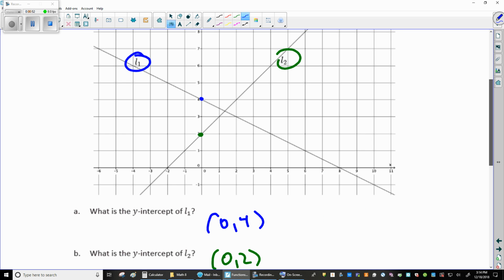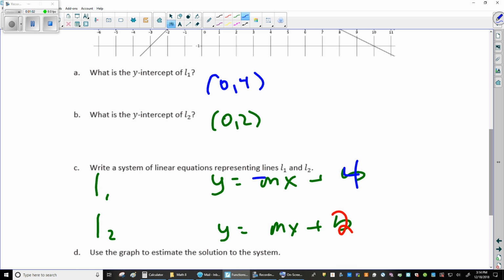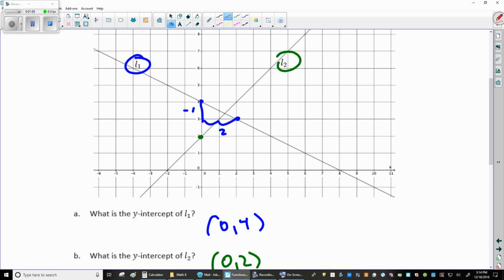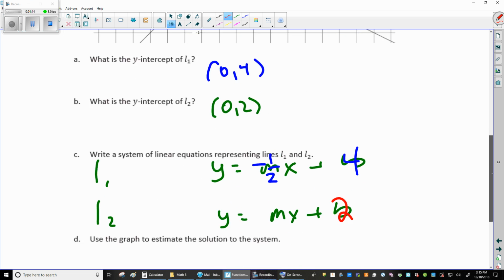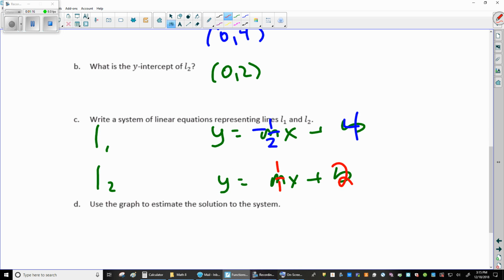So of line 1, here's another pretty point. So I'm going to go down 1 over 2. So my slope of line 1 is negative 1/2. And my slope of line 2 is going to be up 1 and over 1. So let's take that 1/1 and put it down in here. So those are my two different equations. Obviously, I could clean up that second one and just say y = x + 2.